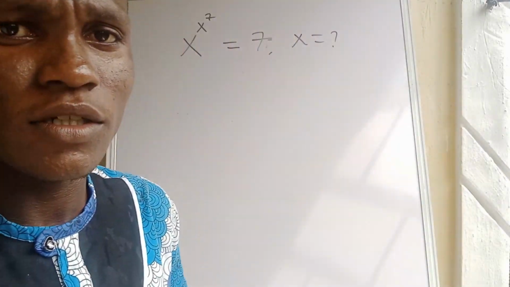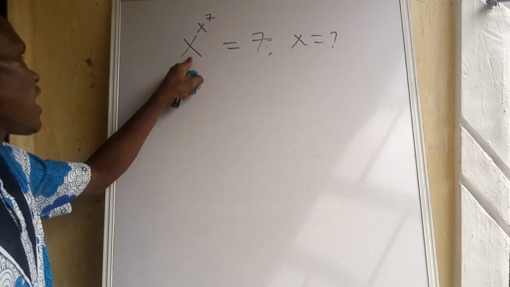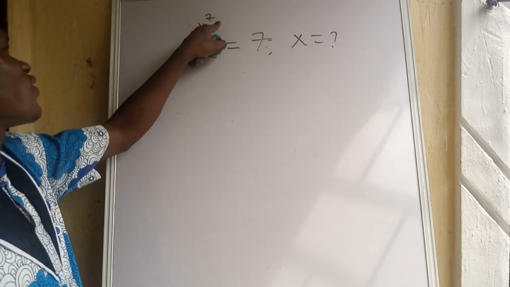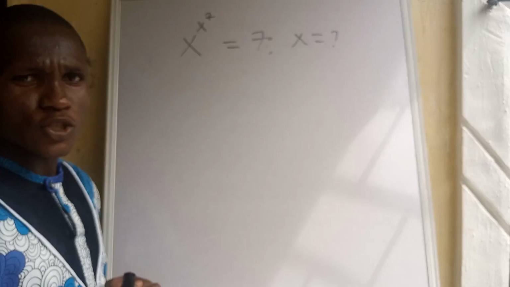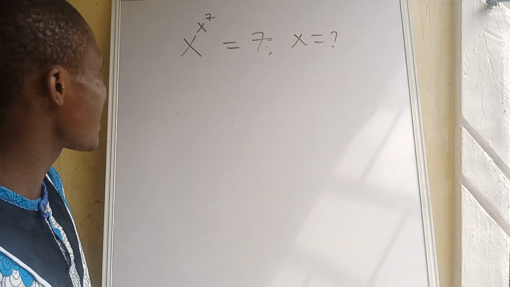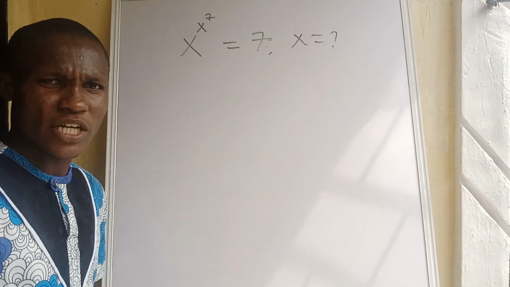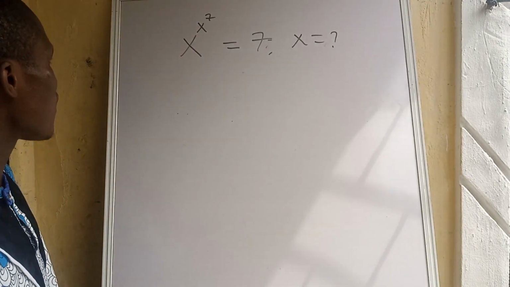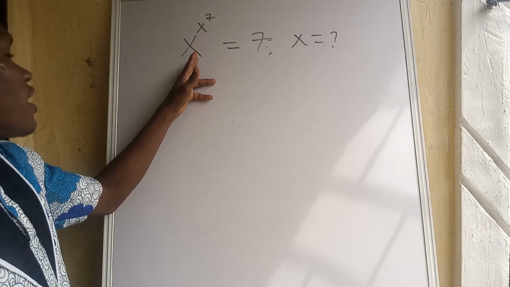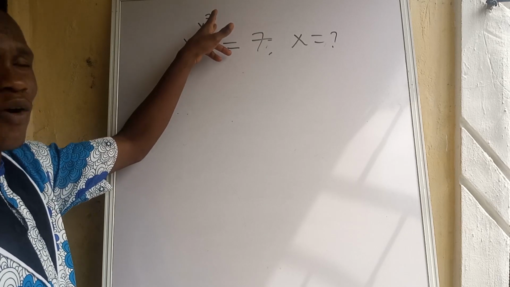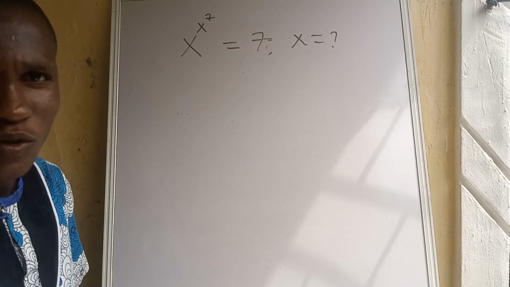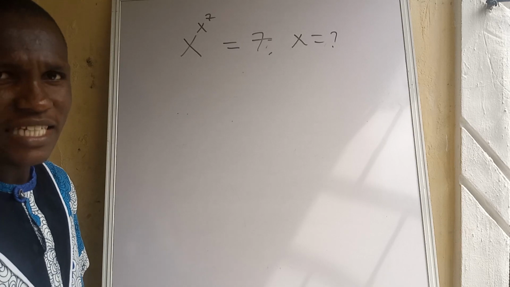Today we are looking at a nice challenge which says x to the power of x to the power of 7 is equal to 7. Then the question says, your x is equal to what? So we are looking for the value of x in this nice exponential challenge. As you can see from the board above, we are having an exponential on top of an exponential. So we are having x to the power of x to the power of 7 equals 7. So how can we resolve this nice challenge?